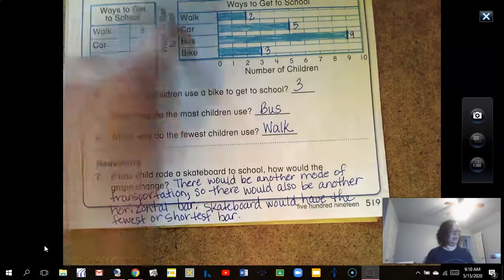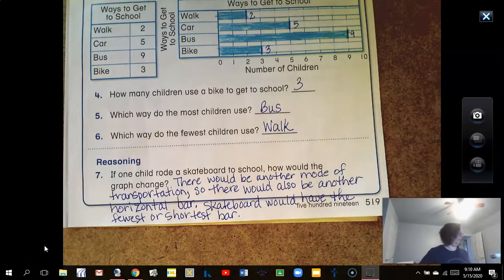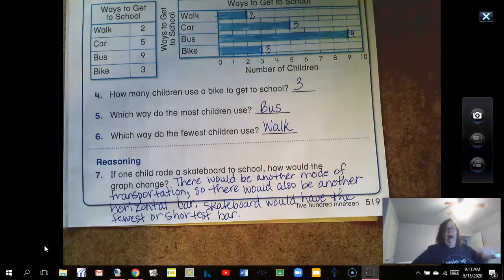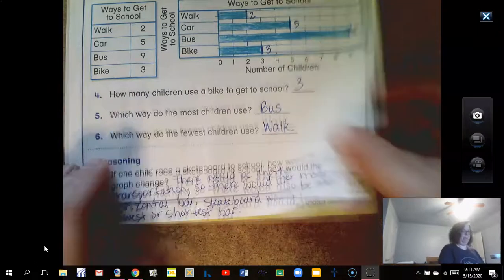And another label, which is another mode of transportation. I'll leave that up there for a brief moment. And again, pause it if you need to spend a little more time writing. Okay?